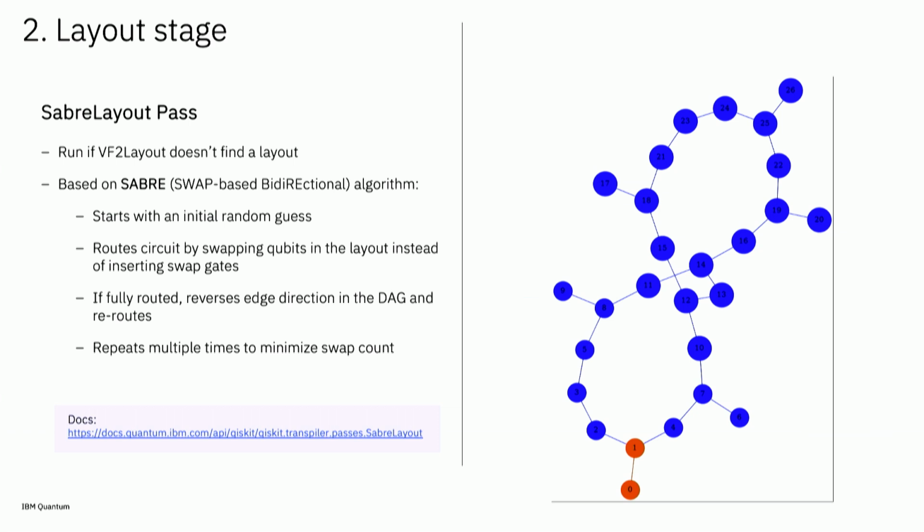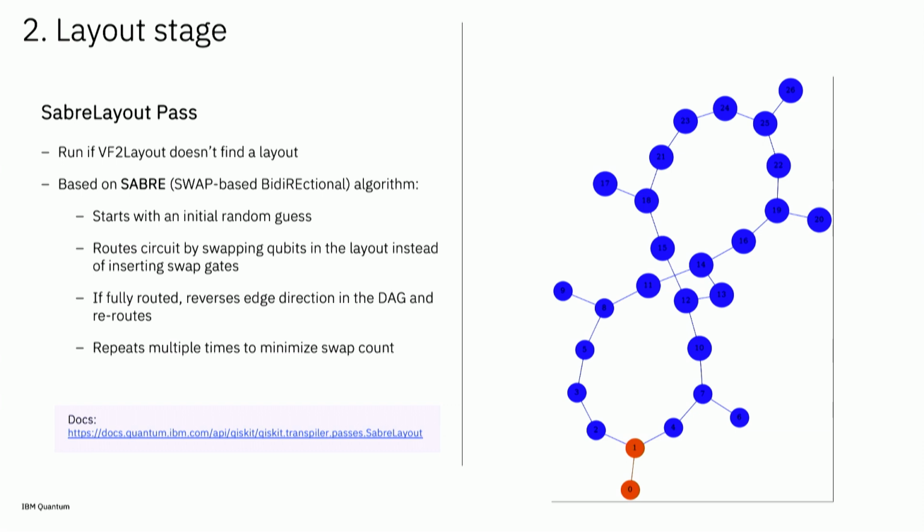But since, as in this example, there's not a guarantee that there's a perfect layout, a layout where you don't need swaps, then we need a pass that runs when you need swaps. And so that's where we run this pass called Sabre layout. Sabre layout is based on this paper from a few years ago called Sabre.